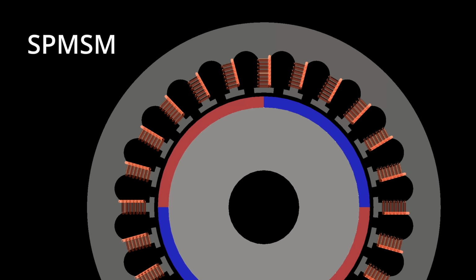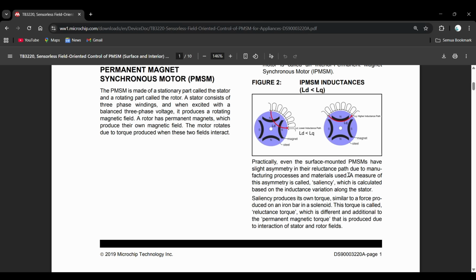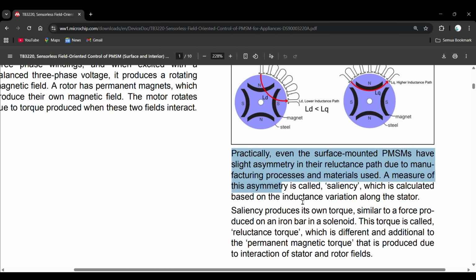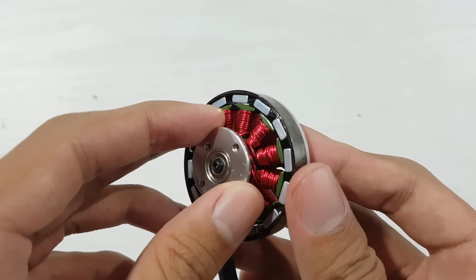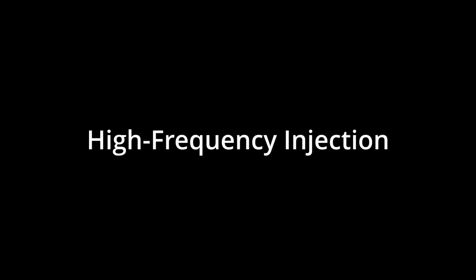However, in surface mount PMSMs, the inductance values are relatively similar because the permanent magnets are mounted on the surface of the rotor, and the reluctance tends to be the same at every position. But in reality, SPMSM designs are not completely ideal. As a result, there are small differences between LD and LQ due to manufacturing processes and the materials used. Even though these differences are small, this saliency can still be detected and utilized. And this is where the high-frequency injection method comes into play.